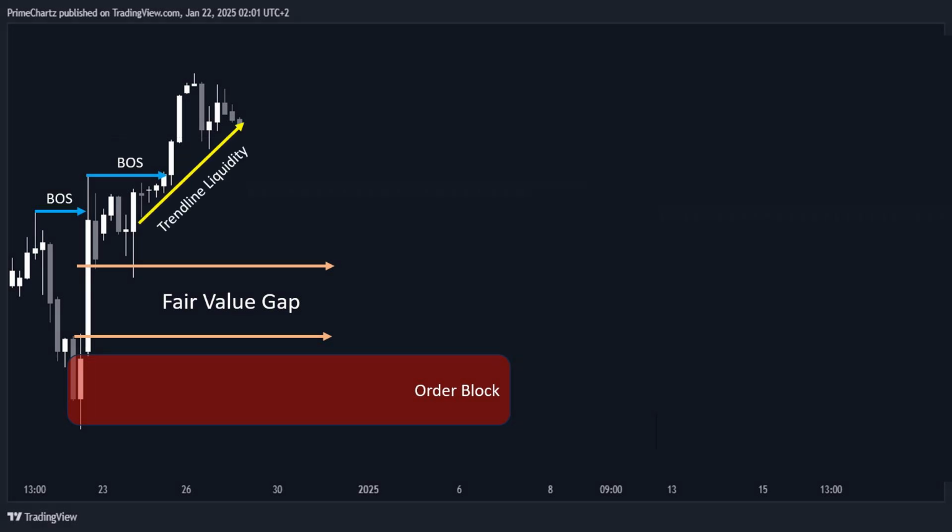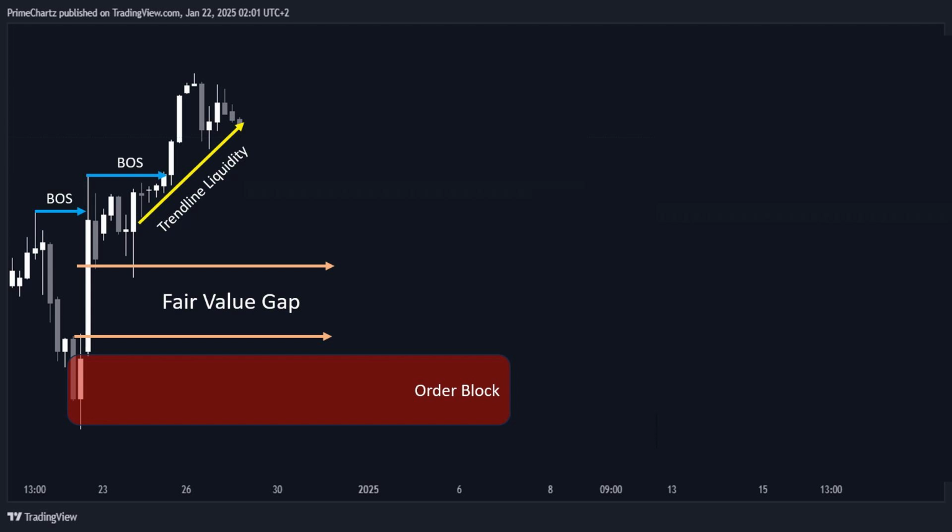Step 4. Noticing trendline liquidity. Another important observation is the trendline liquidity at the top. Retail traders often use trendlines to place buy orders or set stop-loss levels. These areas of liquidity become attractive targets for smart money. We expect price to take out the liquidity resting above the trendline, fill the fair value gap, and reverse at the bullish order block.